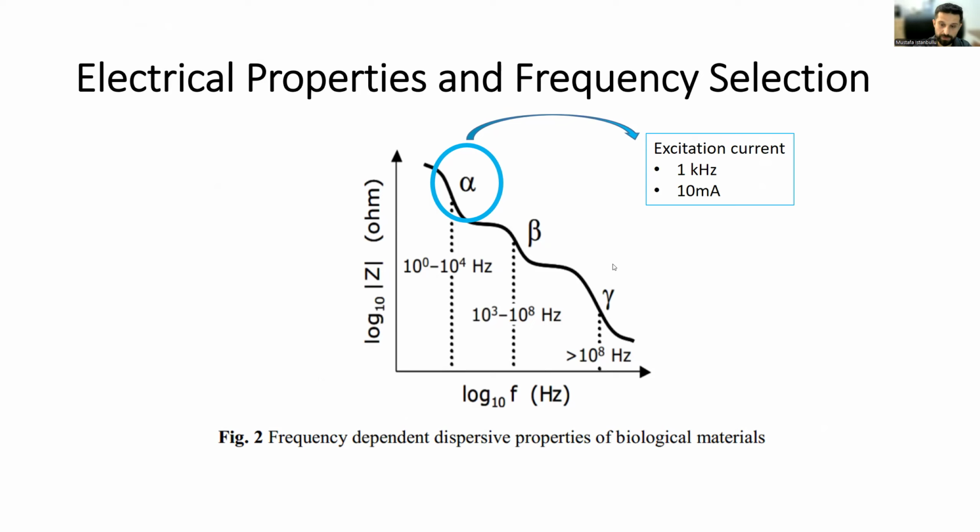We chose a 1 kilohertz and 10 milliamp excitation current, which places us in the alpha region, making it well suited for detecting differences near the tissue surface, such as inflammation, cysts, or tumors. It also balances depth sensitivity and resolution without excessive signal attenuation.